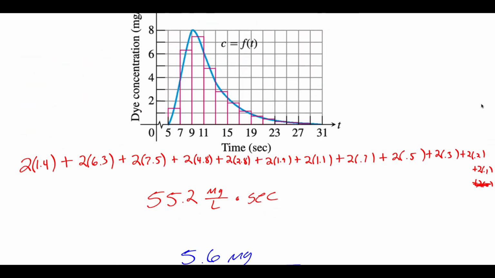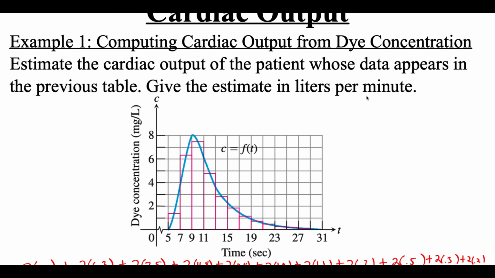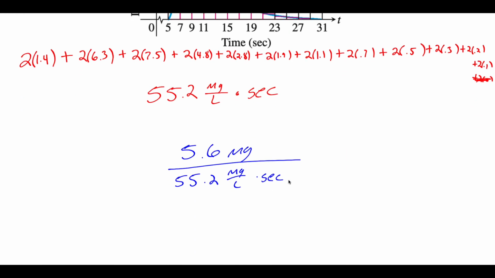But if we remember from the very beginning, we didn't want to give our estimate in seconds. We wanted to give our estimate in minutes. So we're going to have to convert these seconds over into minutes. So we know that there's 60 seconds in 1 minute. So this is going to allow me to cancel out those seconds in there. Now, if I do the multiplying on top, 5.6 times 60 is going to give me 336, but then I still have to divide by the 55.2 on bottom.